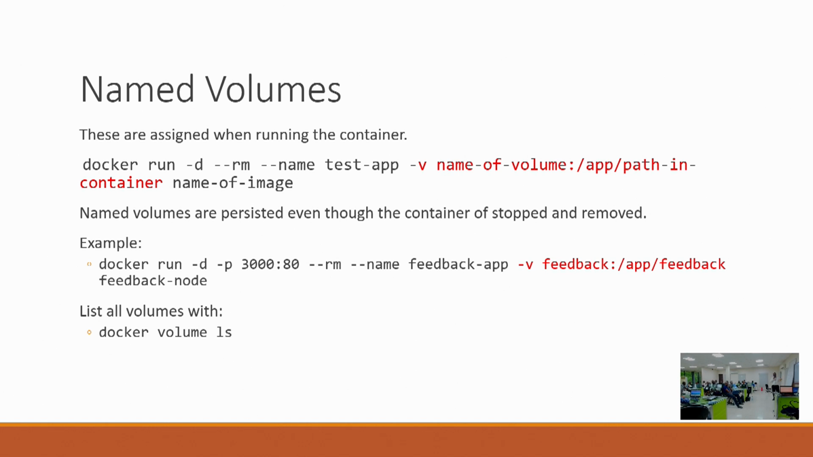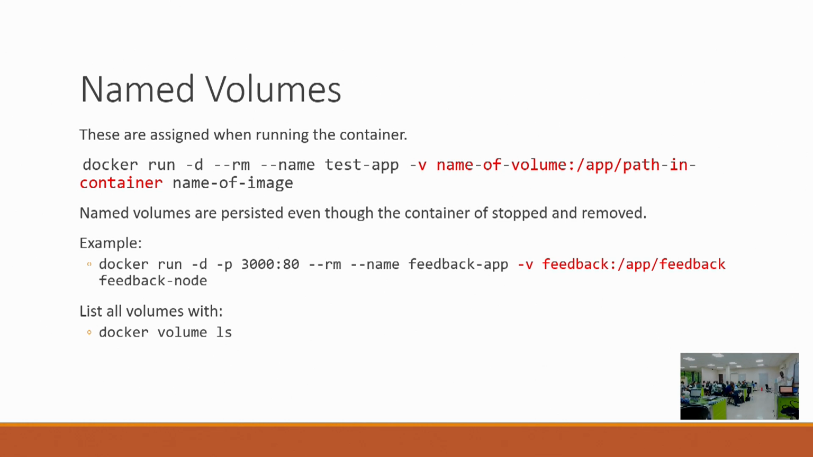So that's the way of creating a named volume. Named volumes are persisted even though the container is stopped or removed. So we all know why these volumes are important. They are used for persisting data of your container, because when you run your container and you stop it and remove it, all the data is lost. So to save data of your container, we use this named volume.